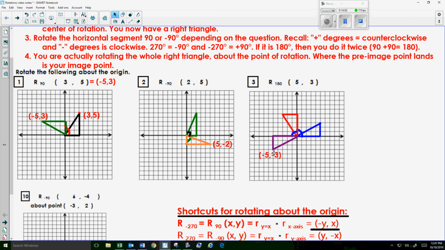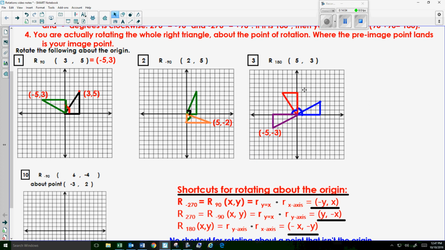Okay, and let's check it with the shortcut method. 5, 3, it tells me a rotation of 180. Just change and put the negatives on the x and the y. Not negatives, but do the opposite on each. So the opposite of 5 is negative 5, and the opposite of 3 is negative 3. There you see your answer.